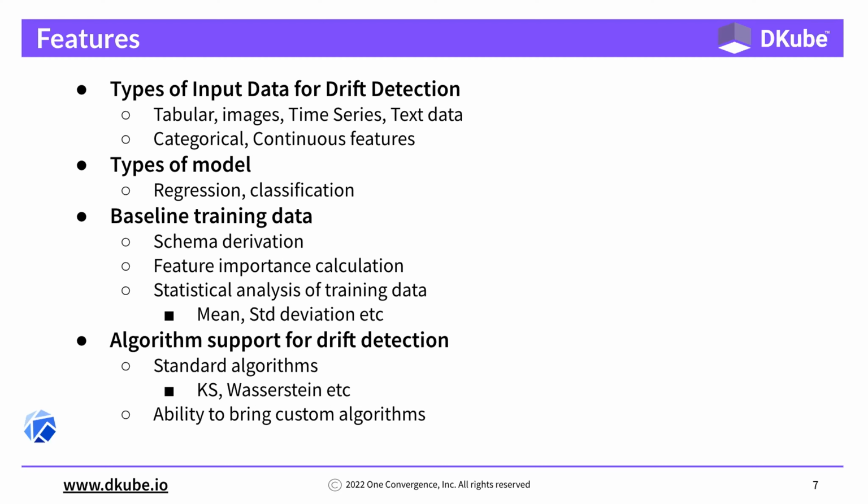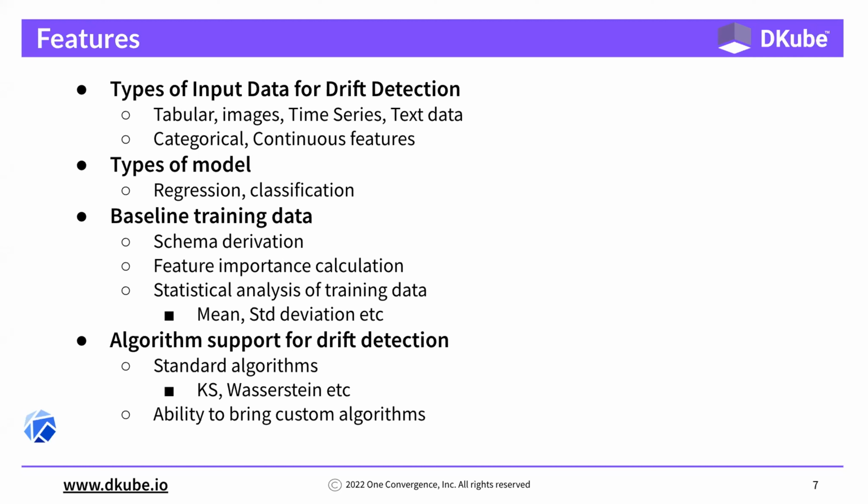And then, so for drift analysis, you do need training data, because that's what we are going to use for baselining. When the training data is provided, you basically derive the schema. Schema is essentially, if it's tabular data, you derive what the different features are, and for each feature, whether it's categorical or continuous. And then we also measure some statistical metrics on the data, like mean, standard deviation, etc. So this is what we would use to compare against the data at prediction time, right?